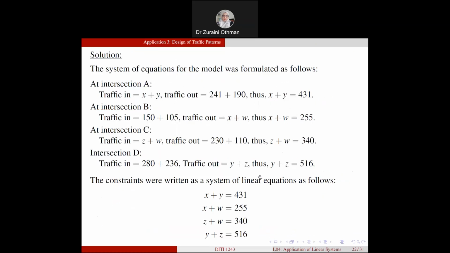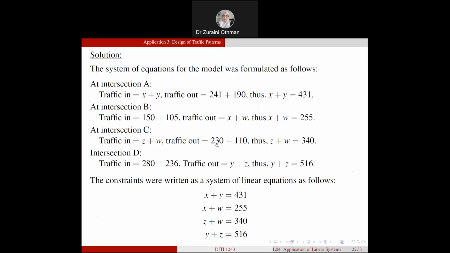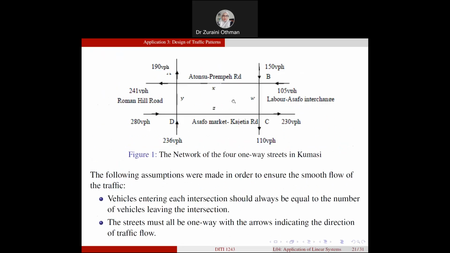Okay, now how can we produce a linear equation? Okay, dekat situ kita tahu dekat traffic yang dekat X dengan Y ni kita tahu value vehicle per hour dia kita boleh tambah. Contohnya kat sini kita tengok. X campur Y 241 campur 190 daripada value kat sini.